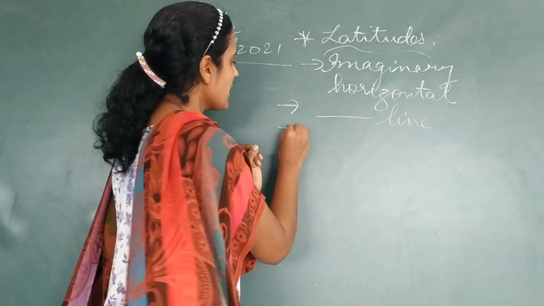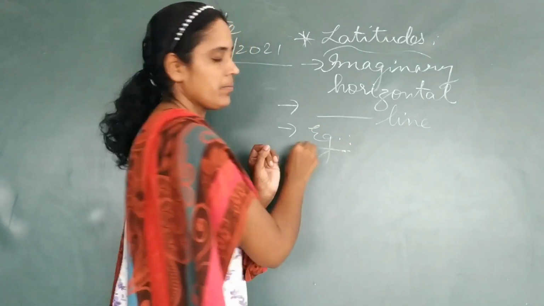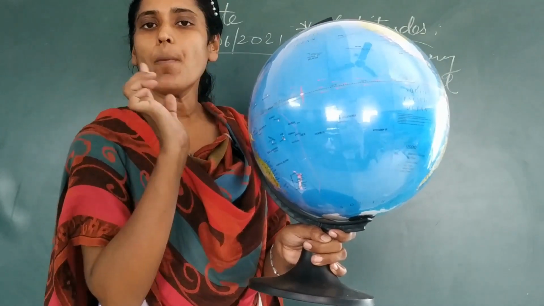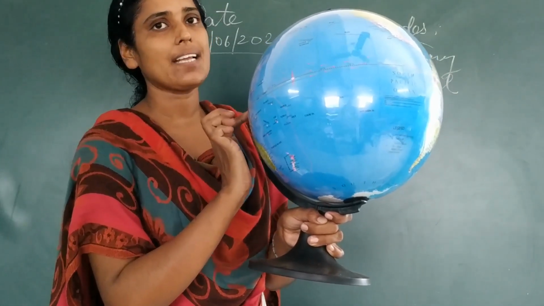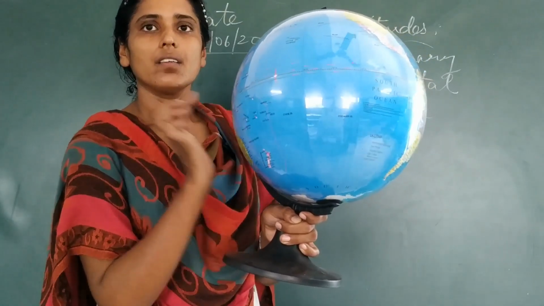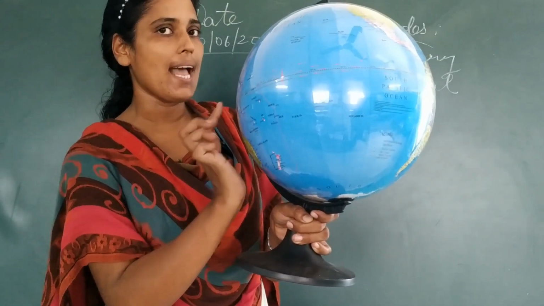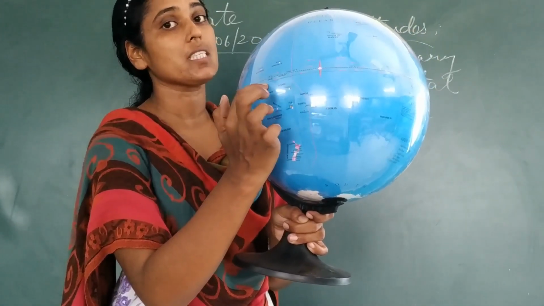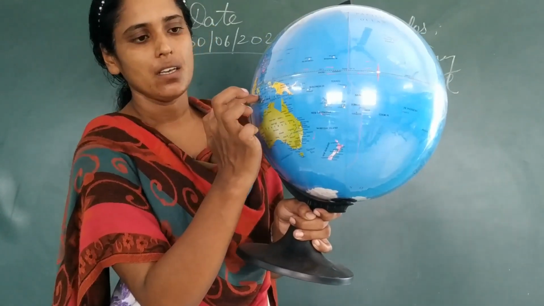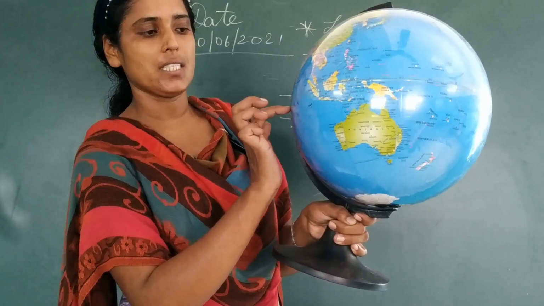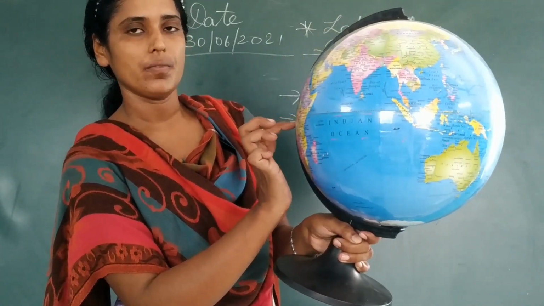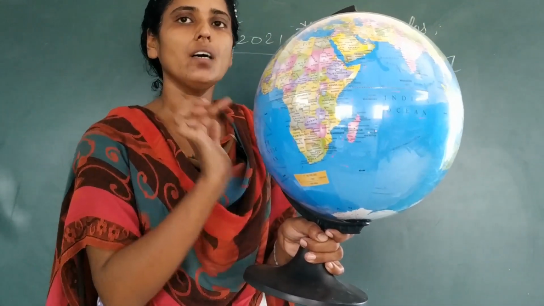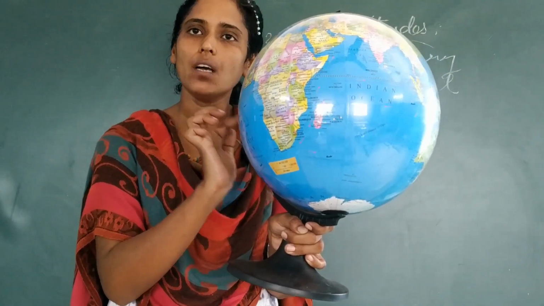For example, let's see it in the form of an example. Any point on Earth's surface connected by lines to the center of the Earth, that line becomes the latitude of the point. In the previous video we saw the equatorial line, that is 0 degree. So any of the places which you can see here along the equator, that becomes the latitude of that point.